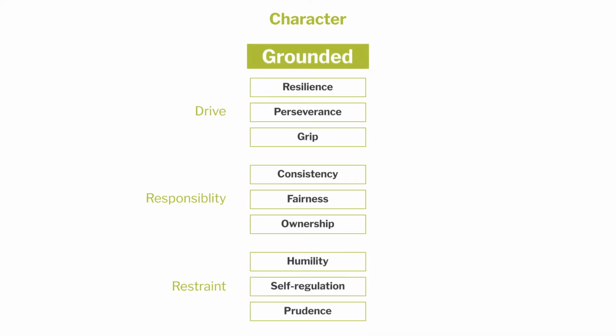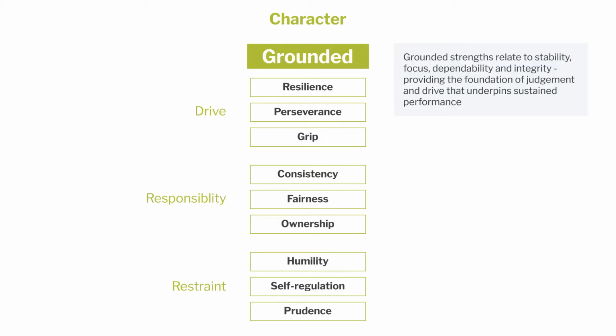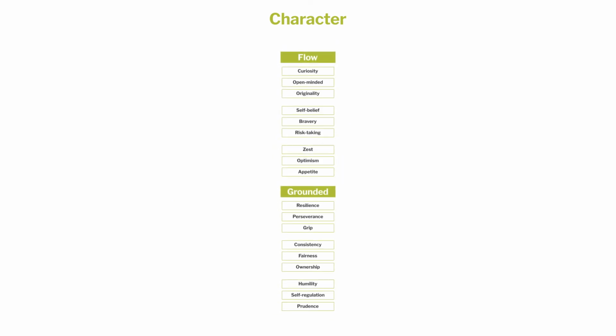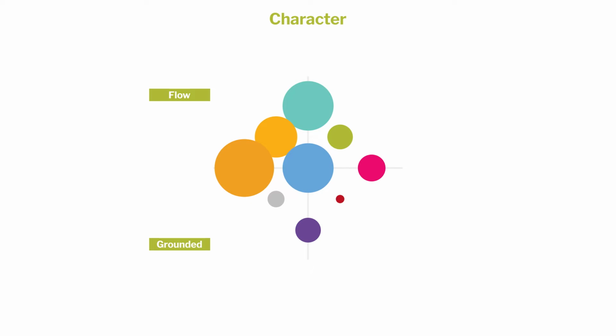And we contrast that with the grounded character strengths. Again, there are 9 relating to drive and responsibility. We think of grounded character strengths as relating to stability, to focus, dependability and integrity, providing the foundation of judgment and drive that underpins sustained performance. So that's the character strengths. When you look at your leader type head, up is about flow and down is about grounded.